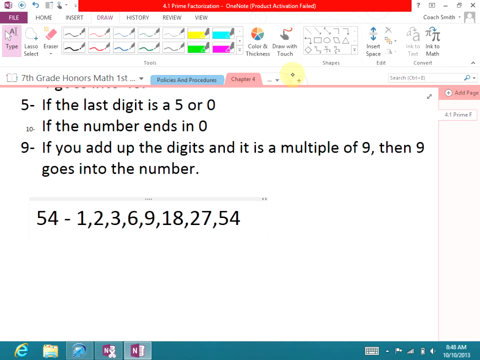So that brings us to our next part, which is prime factorization.